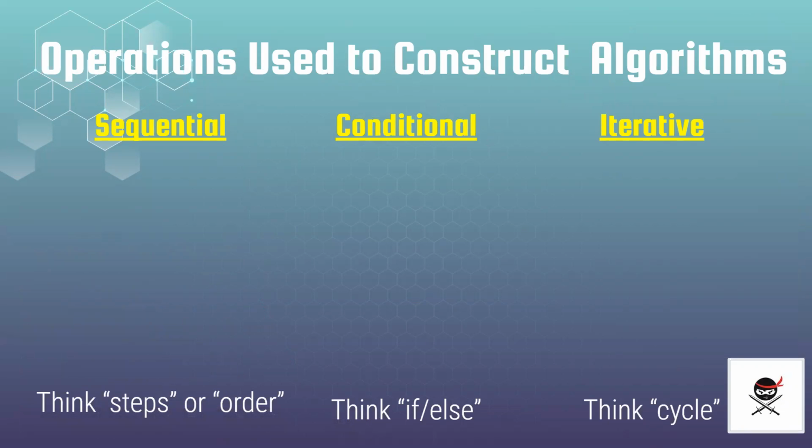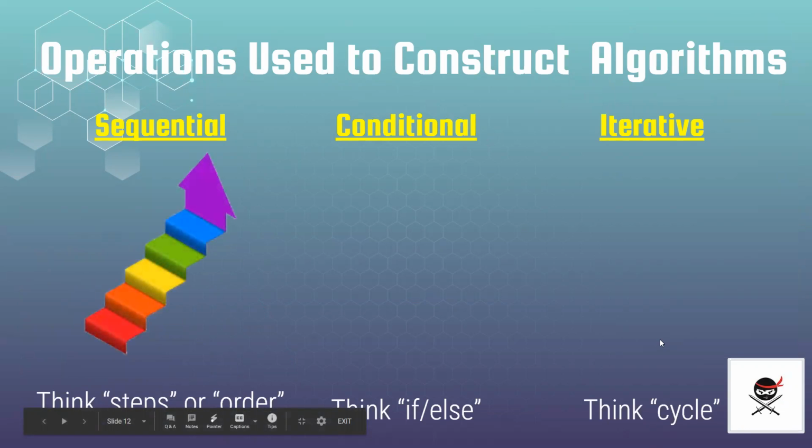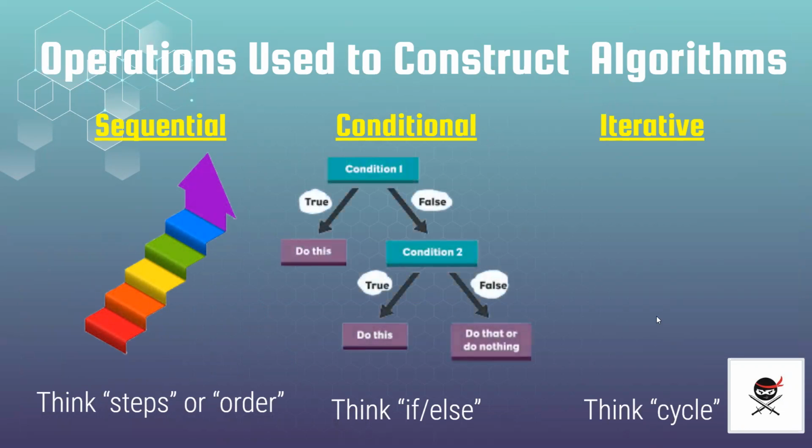You can have a sequential operation, which basically serves as steps or a certain order in which you do a task. For example, first you do something, then do this other thing, and lastly, do this one final thing. You can also use conditional operations. For example, if something is true, do this. If it is false, do something else.